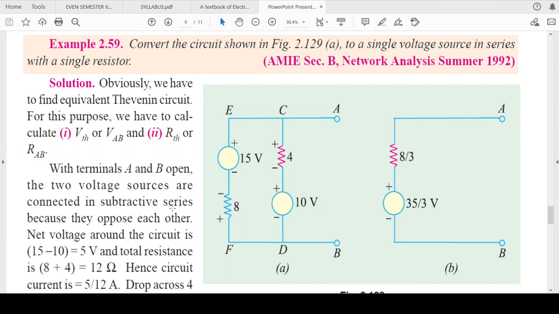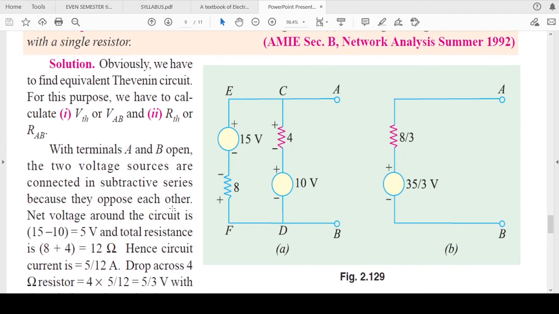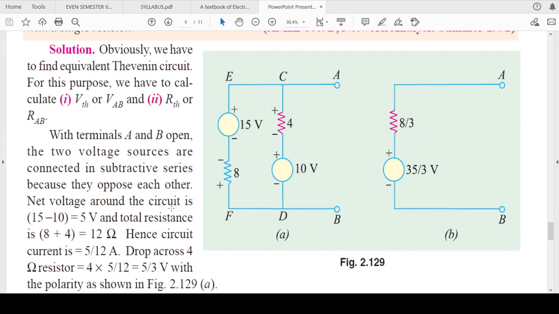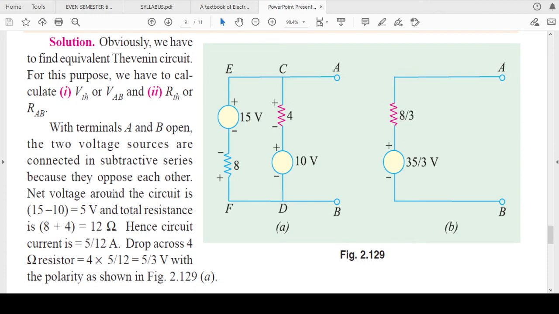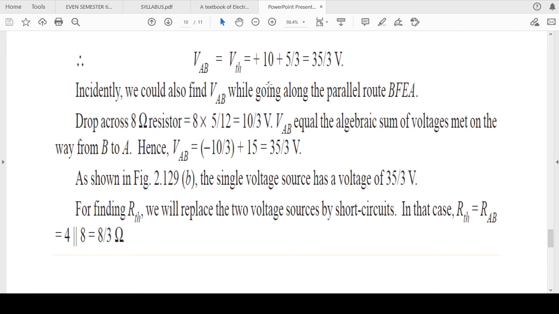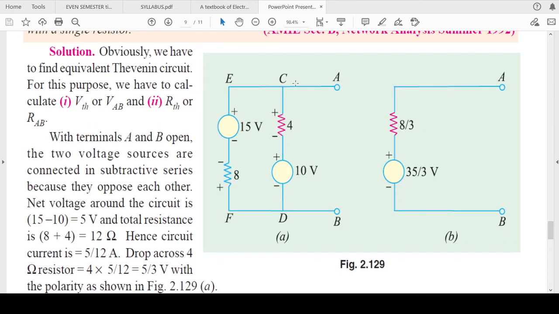5/12 into 4 ohms. So 5/12 into 4, that is 5/3 volt. So 5/3 volt is there. That is the Thevenin voltage. That is the equivalent voltage of the two.